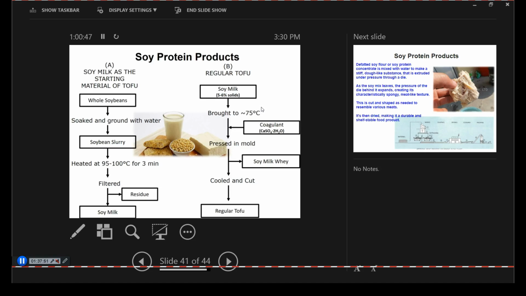If you want to produce tofu, for example, you start with your whole soybeans, you soak and grind, you get the soybean slurry, you heat it to inactivate trypsin inhibitor, filter, get the okara out, and then you get your soy milk. The soy milk can be treated with coagulant, so there is calcium there to promote gelation, and then pressed, pulled and cut, and you get your regular tofu, and the residue is soy milk whey.